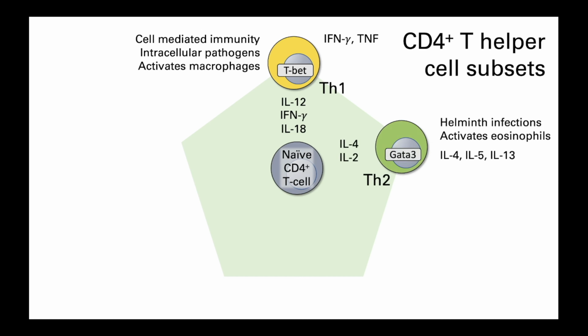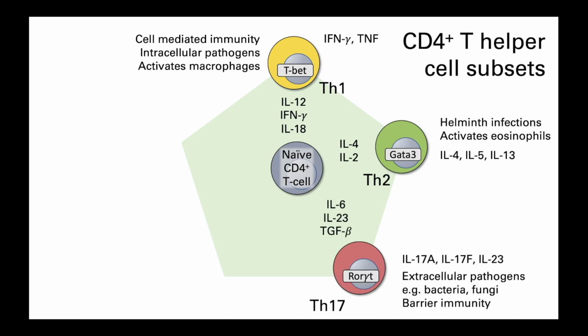Th2 cells result from polarization with interleukin-4 and interleukin-2, and are mainly concerned with antibody-mediated immunity. They are active against extracellular parasites like helminth worms and activate eosinophils as a result. Because of this, they have been implicated in allergy and asthma.